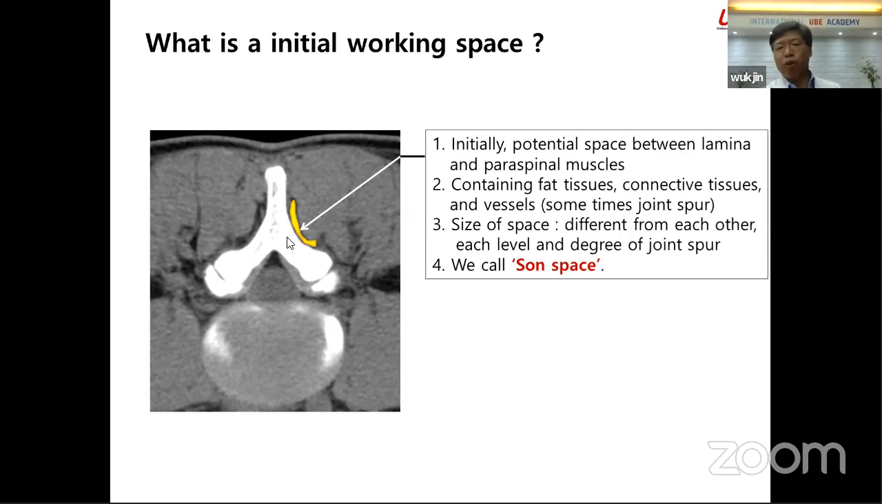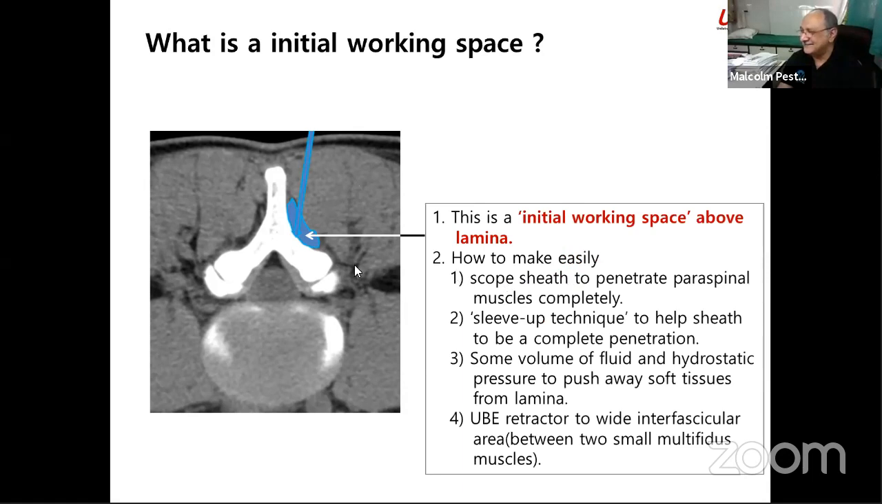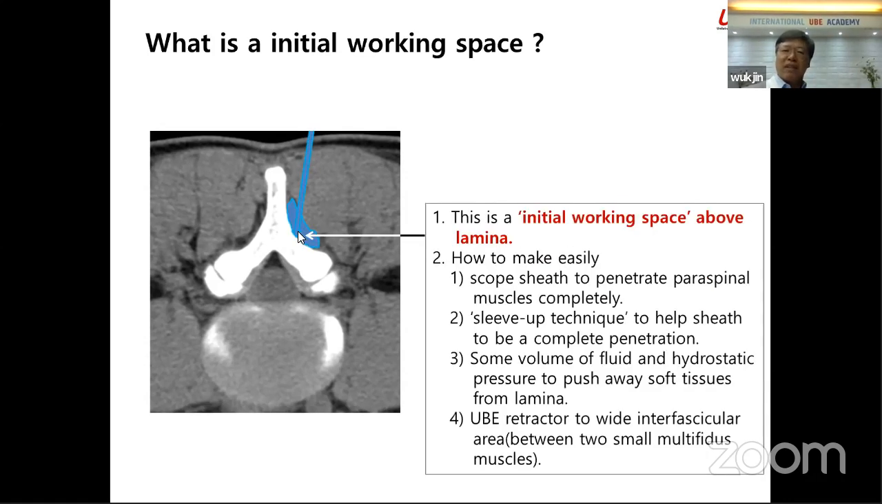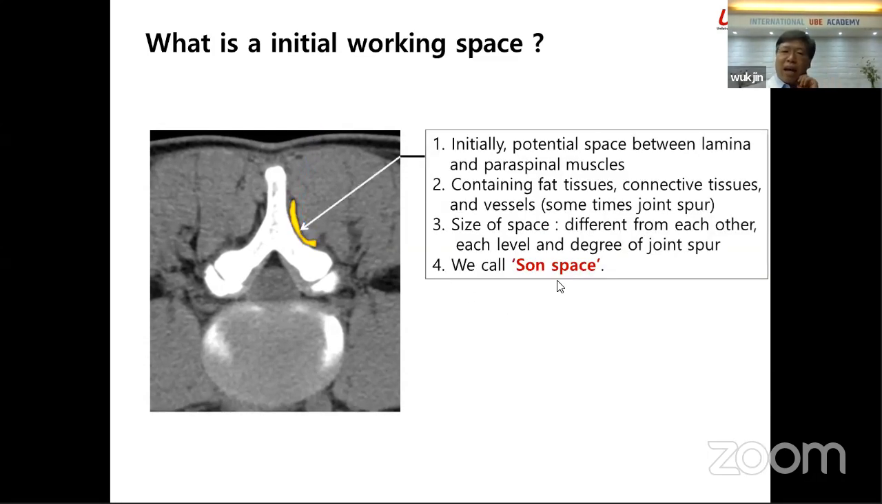This size is important. Sometimes it is a big size or a small size, but first we call this one the Sonja space. And next, after detaching here, this potential space is converted to working space. So in the preoperative MRI, this space is very important. You recognize the size, the tissue, and sometimes the bone spur abnormality.